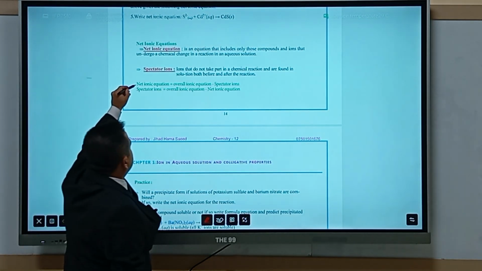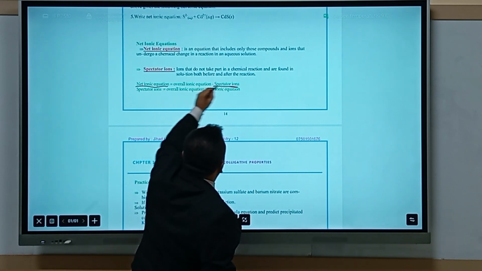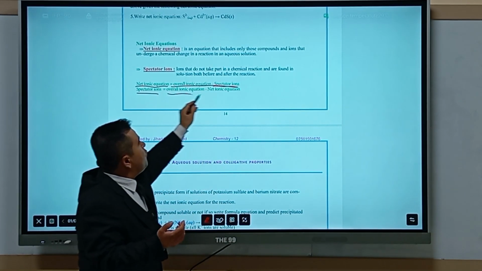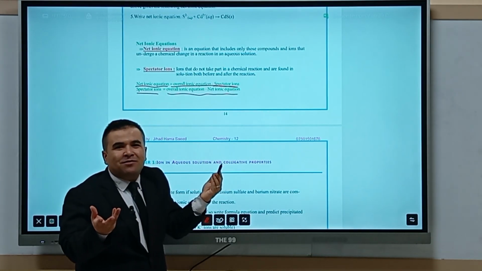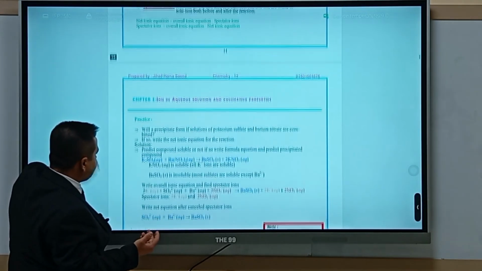But simply, the net ionic equation is equal to the overall minus the spectator, or we can say the spectator is equal to the overall minus the net ionic equation. That's a simpler sentence.